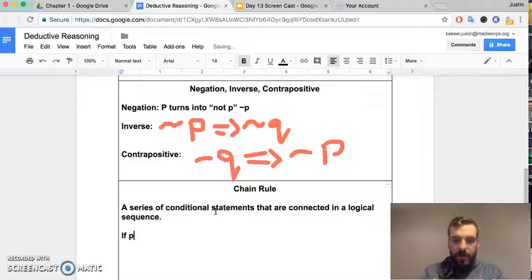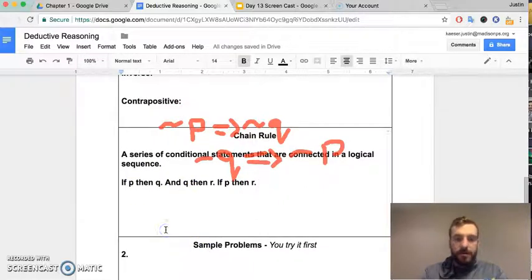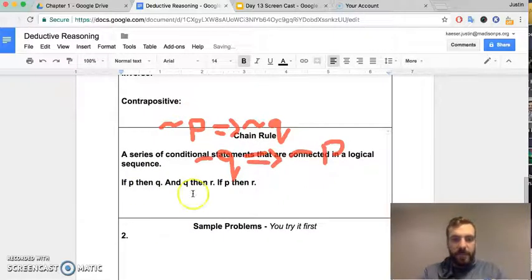That would be: if P then Q, and Q then R. Therefore, so we have P then Q and then Q then R, so we can assume if P then R. See how it's just following the chain. P goes to Q, Q goes to R, so we can do P goes to R.